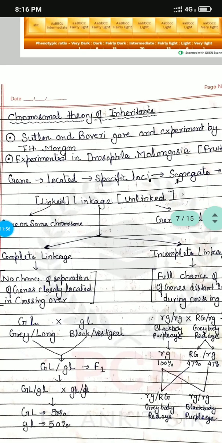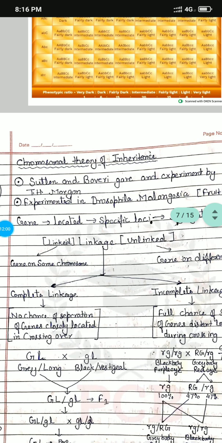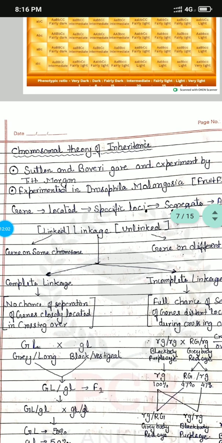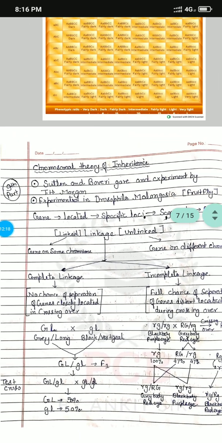Now the chromosomal theory of inheritance. Who gave the chromosomal theory of inheritance? Sutton and Boveri gave the theory, and it was experimentally tested by T.H. Morgan. Morgan was actually working on the fruit fly, whose name is Drosophila melanogaster. So the genes are actually located on specific loci and segregate and assort. So this is called linkage.